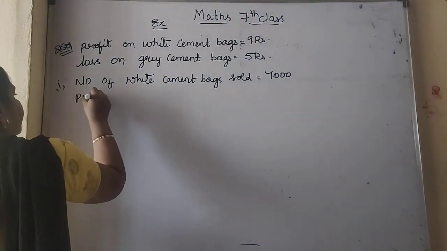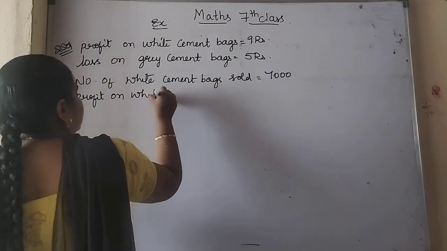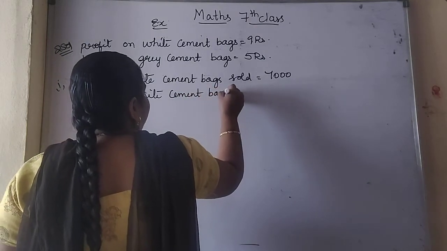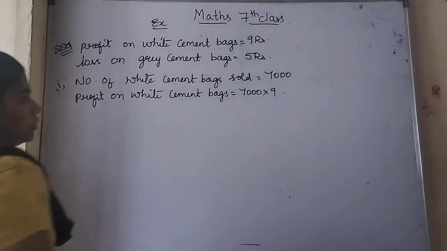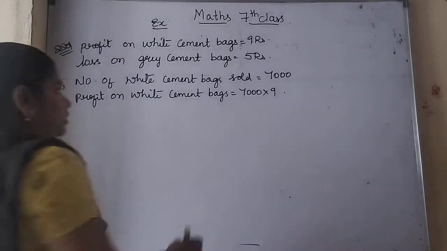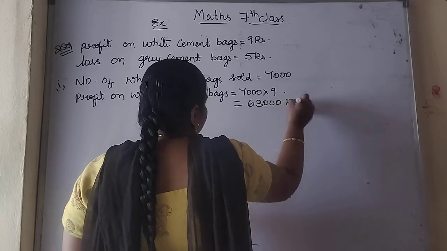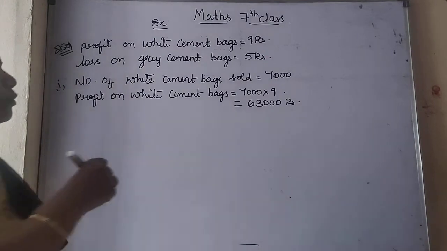So profit on white cement bags is equals to, that is 7,000 into 9. So 9 sevens are, that will be 63. So how much rupees? 63,000 rupees. So on selling the white cement bag, they are getting 63,000 rupees of profit.